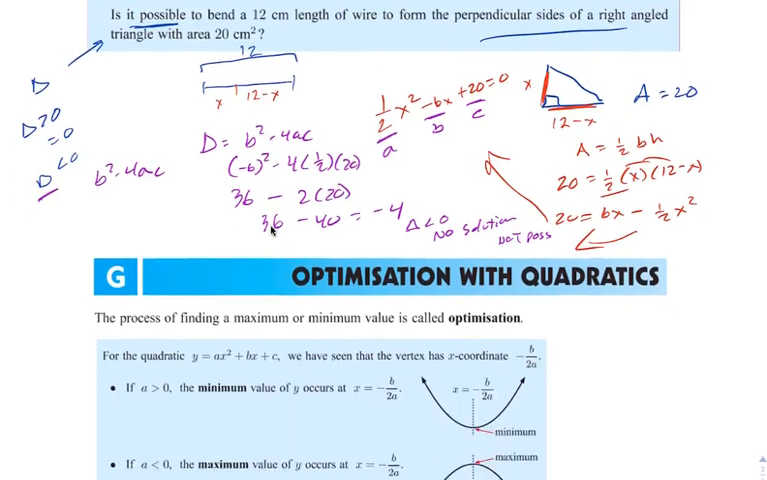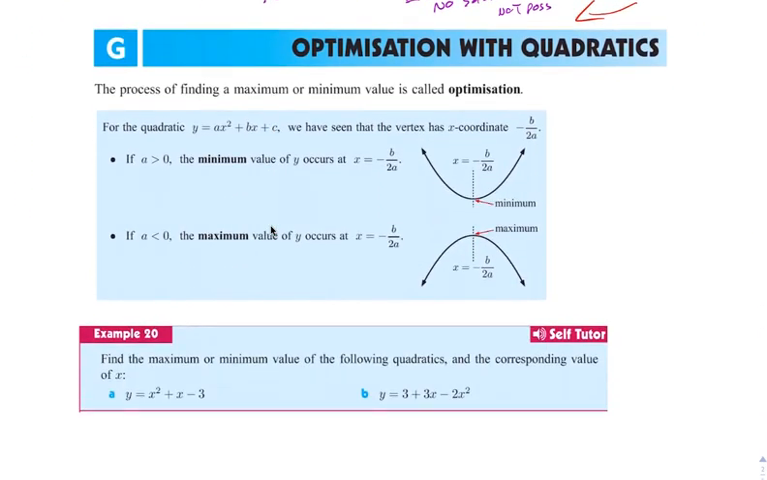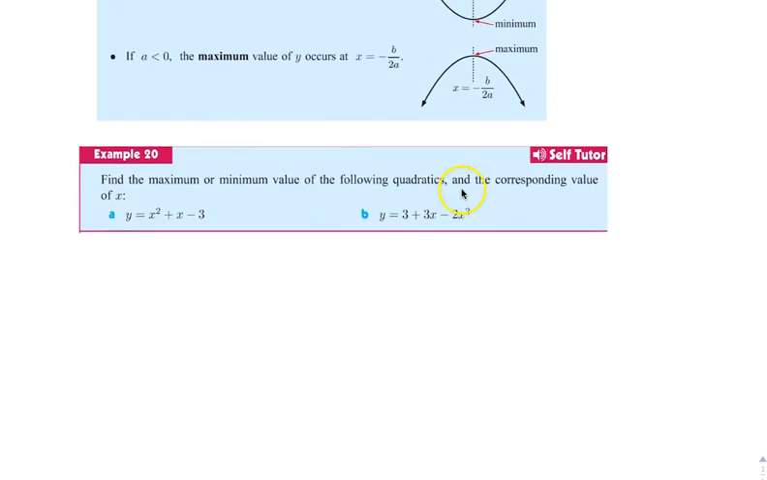Okay, let's move on to optimization with quadratics. Optimization just means finding a maximum or minimum value. And we know with quadratics, the maximum value is just the vertex. So if they ever want you to find the maximum value of something, and it's a quadratic, you just gotta find the vertex. Now, just like before, we're gonna do this with our calculator, because I want to show you how you do this stuff with your calculator.